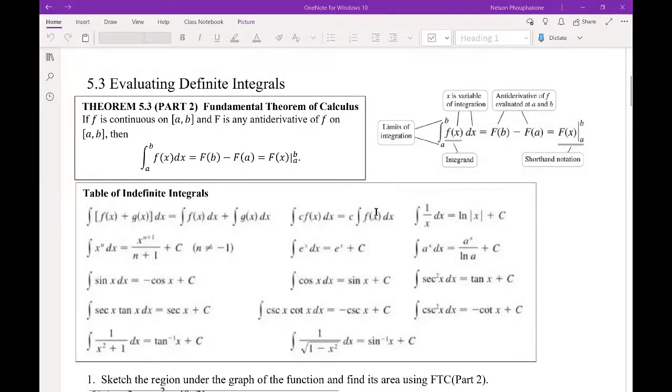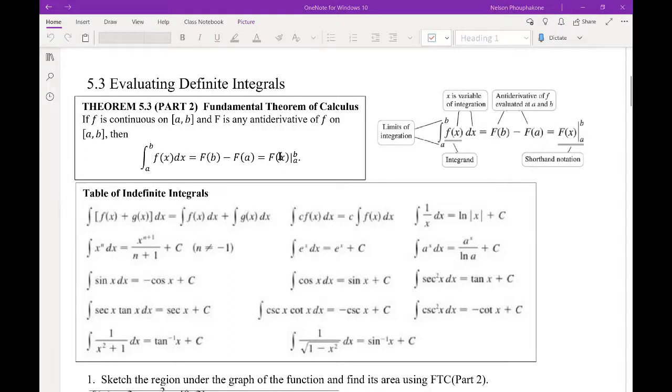Okay, so after we learned the fundamental theorem, part 1 in section 5.4, right now I would like to talk about another fundamental theorem, part 2. This is what we call the definite integrals. You will see that if f is continuous on [a, b] and capital F is the antiderivative of f on [a, b], then the integral from a to b of f(x) dx will be the antiderivative evaluated at the endpoints, capital F(b) minus capital F(a).